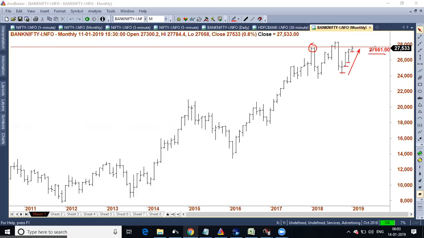27,661 levels have to be monitored really carefully. Any up move above, and again price failing to cross this level could bring some short-term downtrend activity over there.